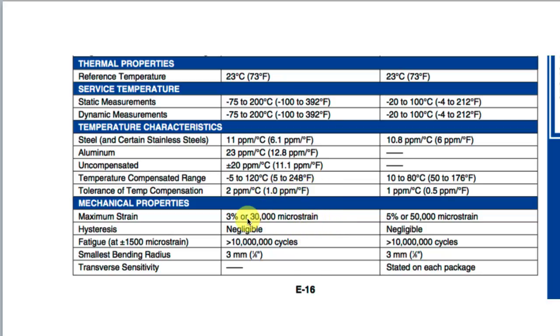So maximum strain, this is a key one. These strain gauges will go up to 3 or even 5%, but usually we're looking for much smaller strains if we're making measurements on metals.